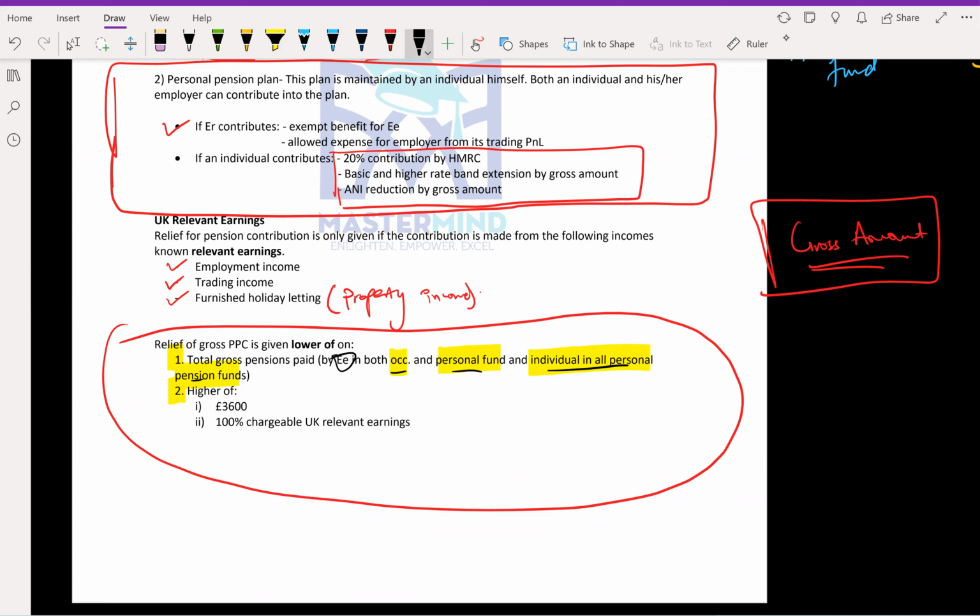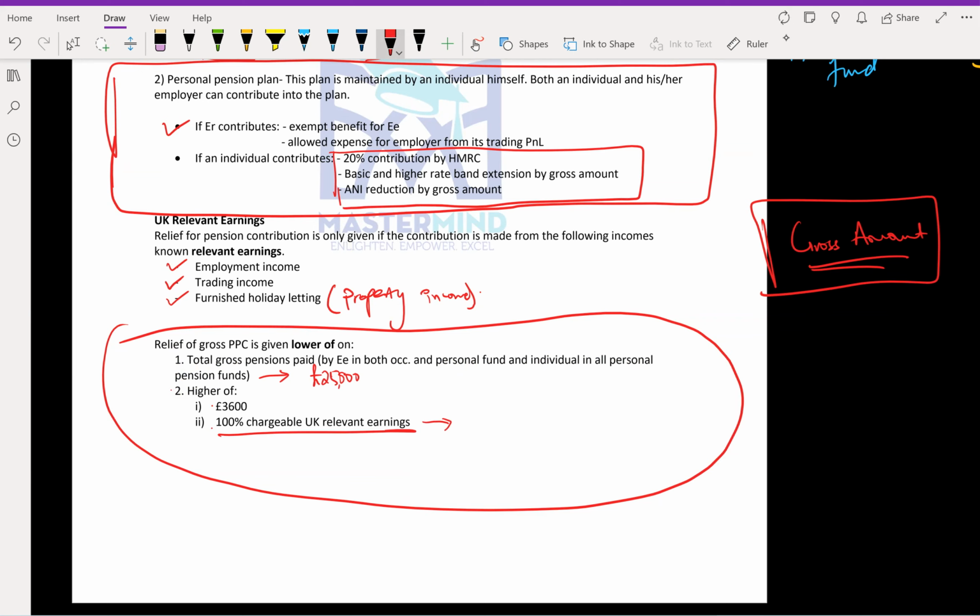Okay. Now that's one. So total gross pensions paid, whatever amount that is, let's take some numerical example over here. Let's say this is 25,000 pounds. Okay. The second one is what? Higher of two things, 3,600 and 100% of chargeable UK relevant earnings, not exempt for tax, but chargeable. Let's say 3,600, by the way, is the base limit. That's the minimum amount you will get. I'll tell you how it's minimum, right?